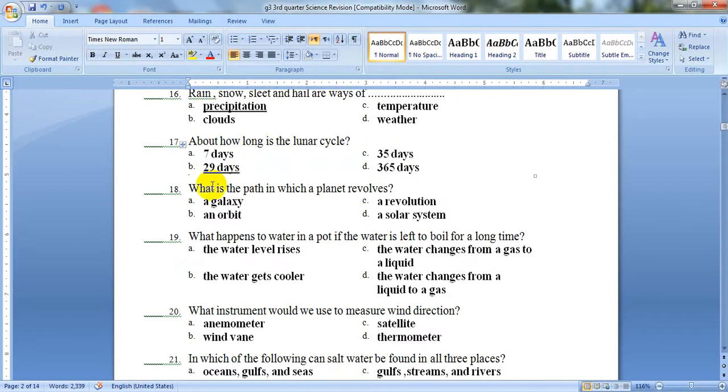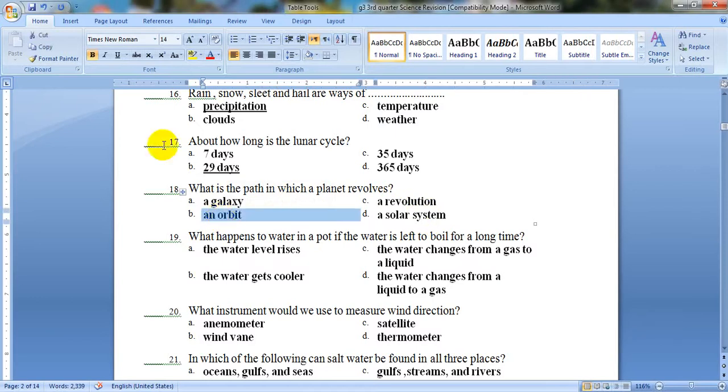The next question, 18. What is the path in which a planet revolves? The way of each planet is called a galaxy, an orbit, a revolution, or a solar system. We said that each planet has its own path or its own orbit around the sun.